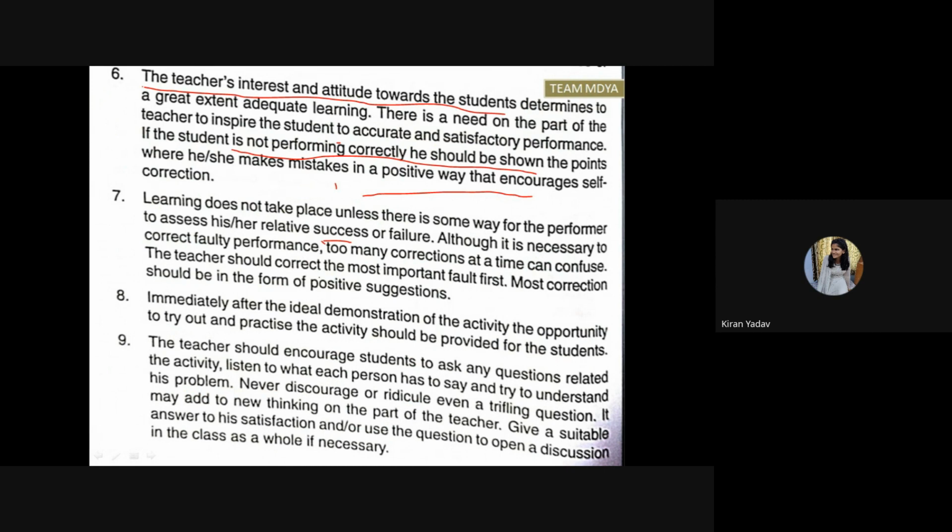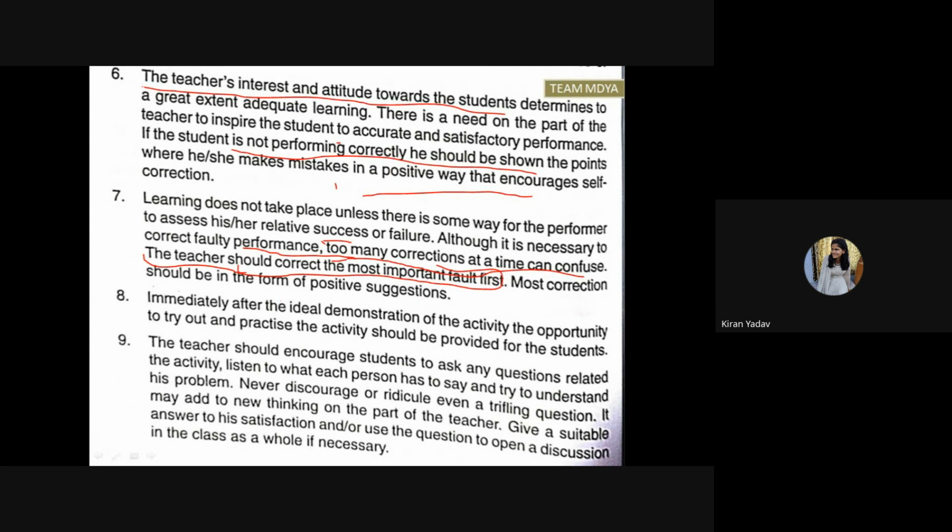Although it is necessary to correct faulty performance, students will get confused if we do so many corrections at one time. The teacher should correct the most important faults first. So the corrections which need to be made first, only those should be pointed out first.